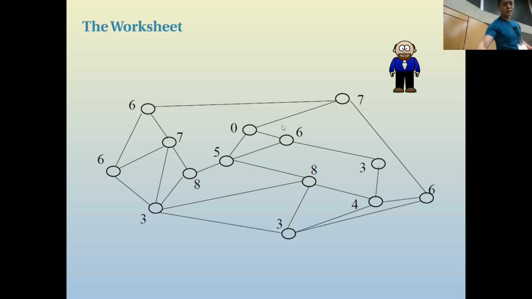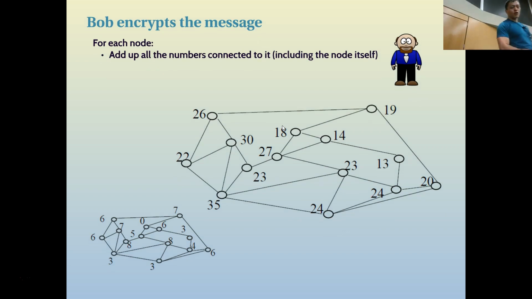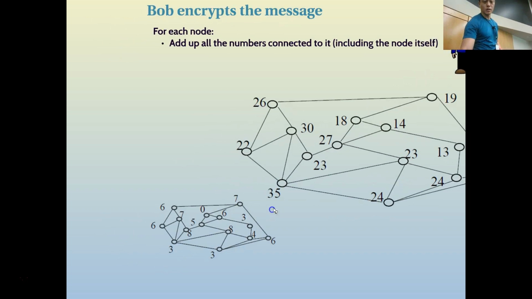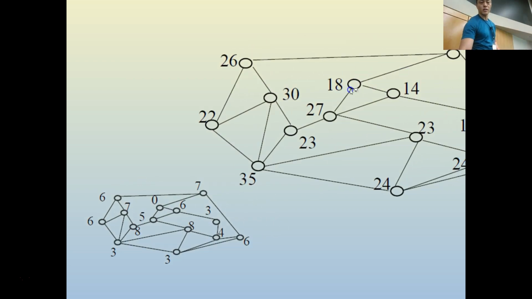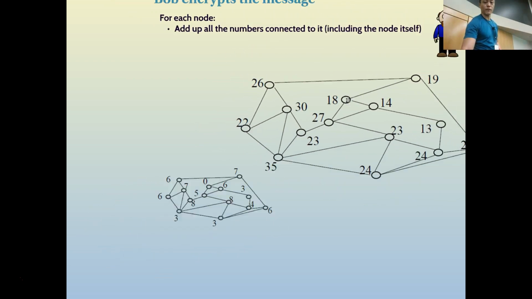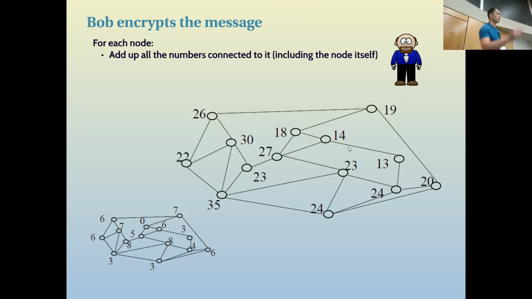You're going to take this worksheet, and for each node, he's going to add up all the numbers that are connected to that node, including itself. So here's an example. Down here, you have this node 0 that has a 0 value in it. 0 plus 7 plus 6 plus 5 is going to give you 18, which is part of this other graph. That is the algorithm that he follows for every single node in the graph. For example, this node here in the upper left is 6 plus 6 plus 7 plus 7, and that should give you 26.